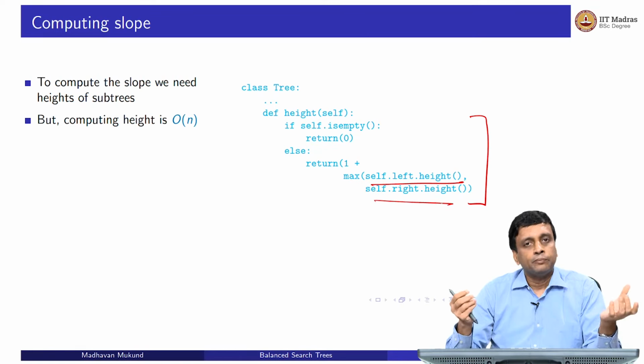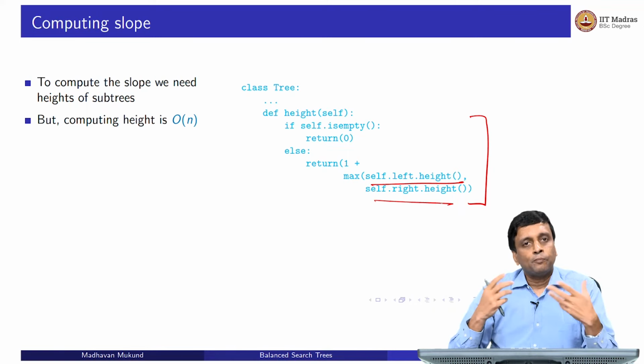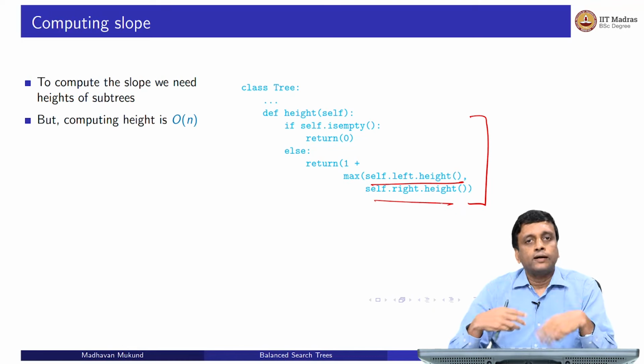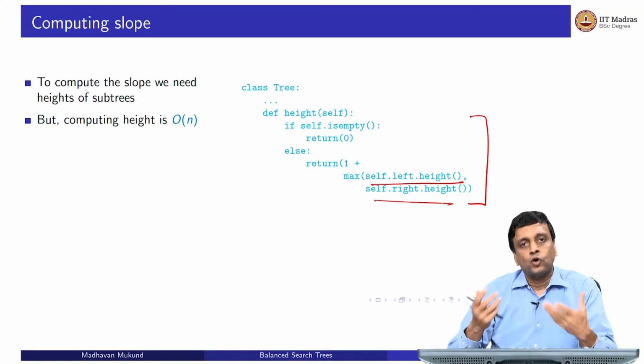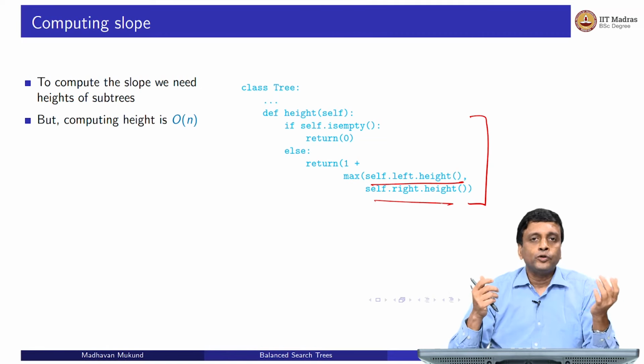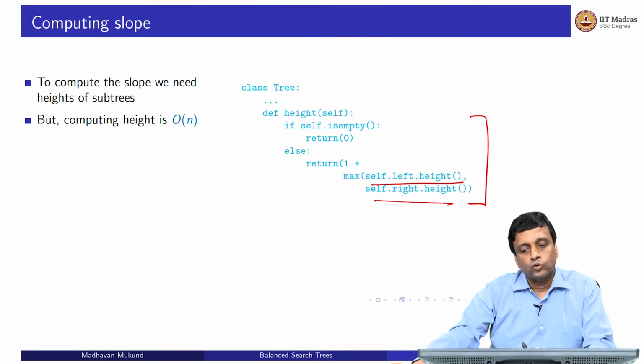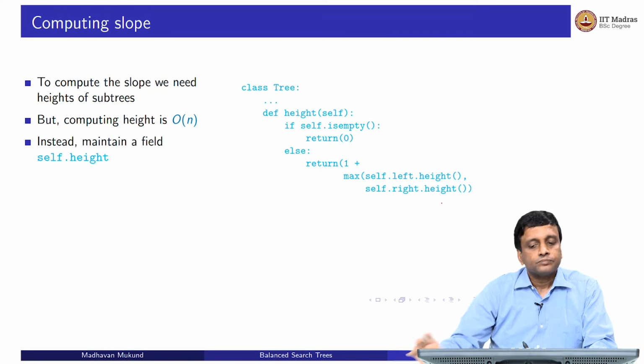And this is going to kill me, because even though the final product is something which is balanced, if I am doing order n work each time in order to find the slope and rebalance it, then my rebalancing is already a linear operation. So I am going to do n into n, squared operations at the minimum across my entire work. So we cannot afford to do this, so we must do something more clever.